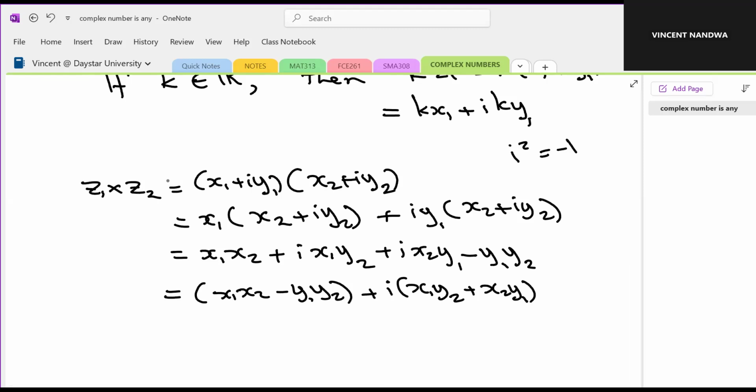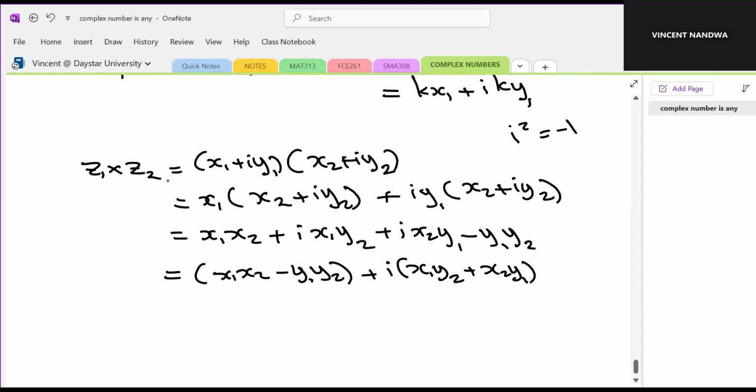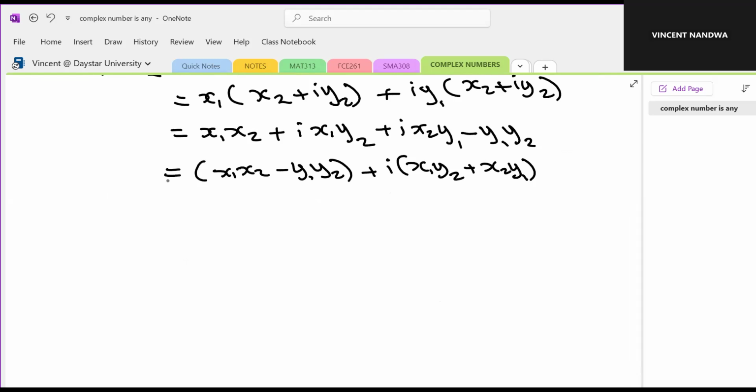Now we do examples on how to do the first three operations: addition, subtraction, and multiplication. And then to do the division, we'll need to give a definition of a conjugate of a complex number before we can carry out that operation. So at the beginning, let's give examples for these first three operations.